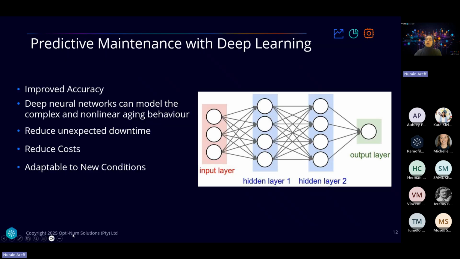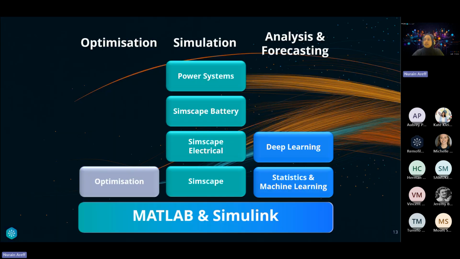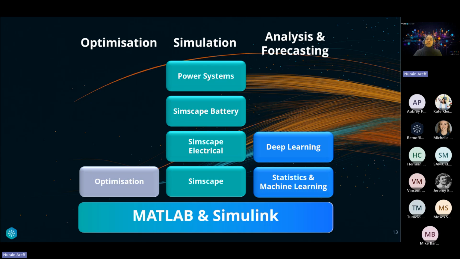Okay. So that was the whole workflow where we went through the optimization, the simulation, as well as the predictive maintenance. So just to reiterate which tools were used over here. For the optimization, we had our Optimization Toolbox. Then for our simulation, we had Simscape Electrical, Simscape Battery, and Specialized Power Systems. And then for the final part, which was the machine learning, we had Statistics and Machine Learning as well as Deep Learning. And all of these are toolboxes on the base environment of MATLAB as well as Simulink.